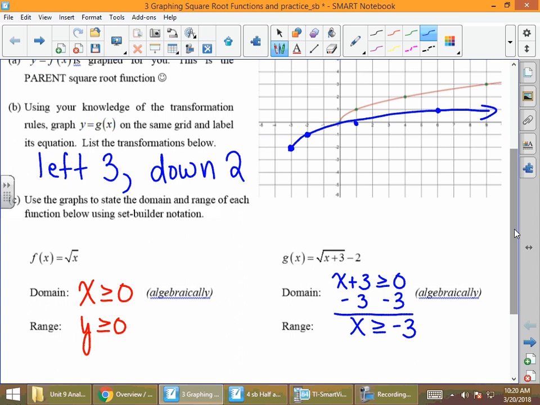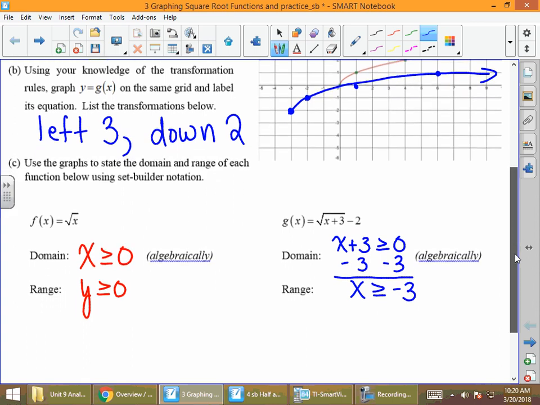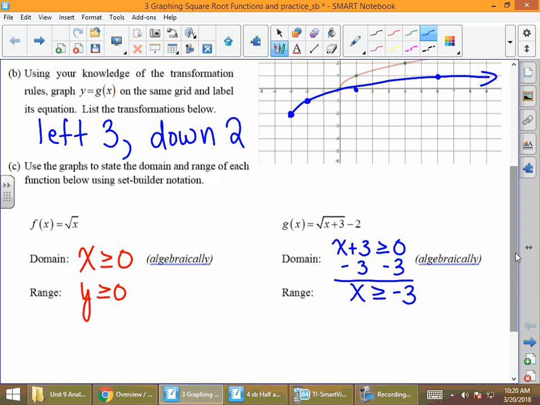Now the range we're going to stick with using our picture to figure it out. The range deals with the y values, and again, we ask ourselves, do we have a high point, do we have a low point in the graph? Well, we're still going to go to the starting point here, which is -3, -2. -2 is our lowest value on our graph, and then everything is above it. So our range is going to be y is greater than or equal to -2. We'll practice that here in a couple minutes. But the range, we really do look at the picture for now to figure that out.